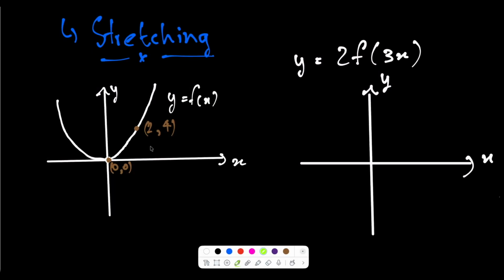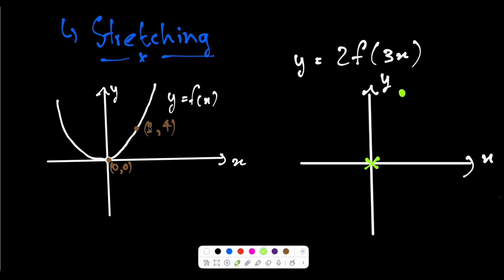Let's understand this better using an example. The origin will remain the same because 2 times f of x, that means 2 times y value, which is 0, will be 0, and 1 over 3 times 0, which is the x value, will also remain the same. Now let's move on to this point (2, 4) on the graph y equals f(x). So first let's do the constant that is outside of the function. 2 times f of 3x. So our y value, which is 4, will be multiplied by 2. That will become 8. So that will become somewhere here.